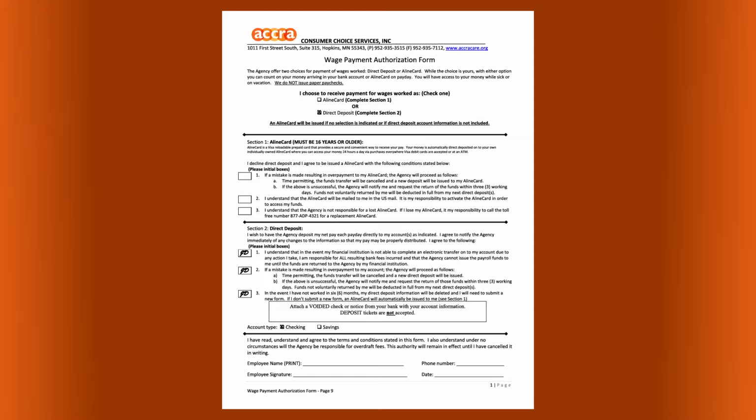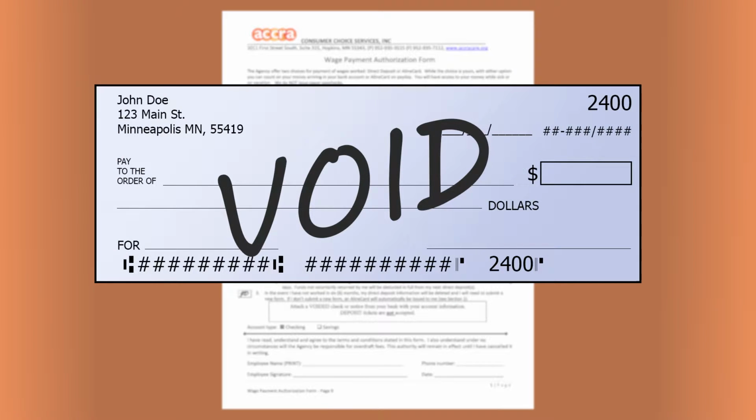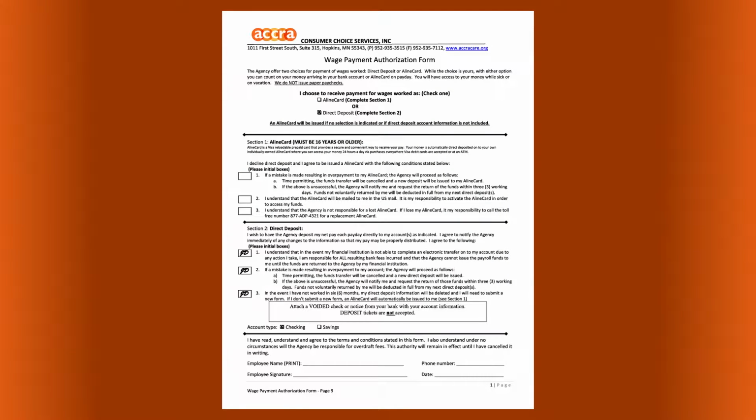You'll also need to attach a voided check. The lower portion of the check has the needed bank routing and account numbers needed for processing. If you do not have a check, you may also provide the routing and account numbers in the space. Finally, print your name, phone number, sign, and date to complete this form. Note: if you do not provide your bank's routing and account number, you will be set up with an A-line card. Alternatively, if you wish to be paid with an A-line card, you will check the first box.